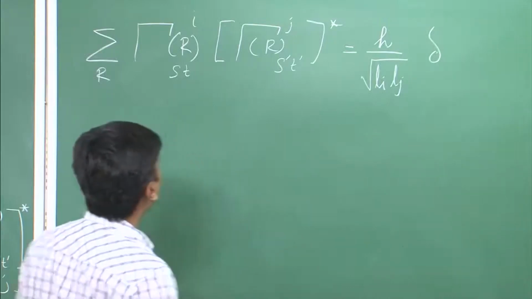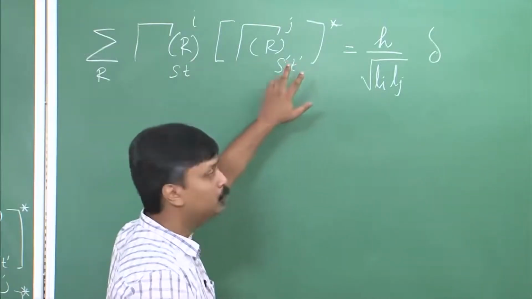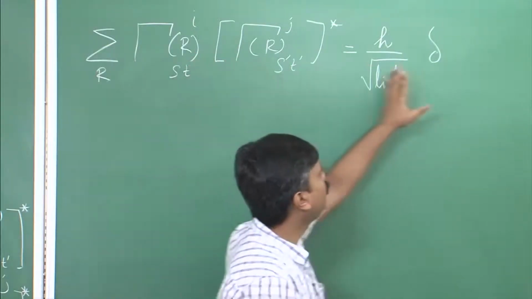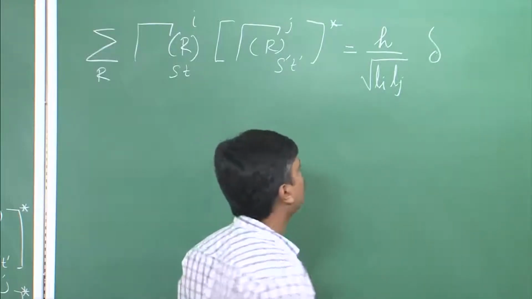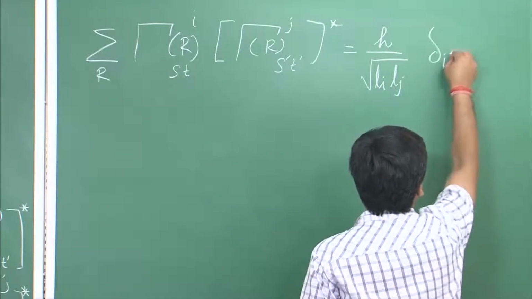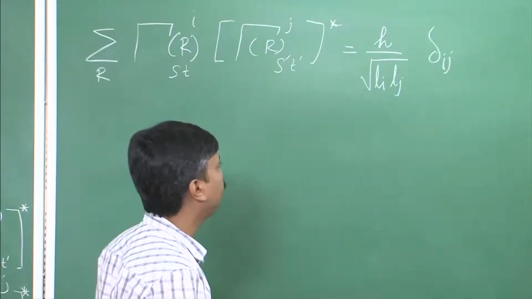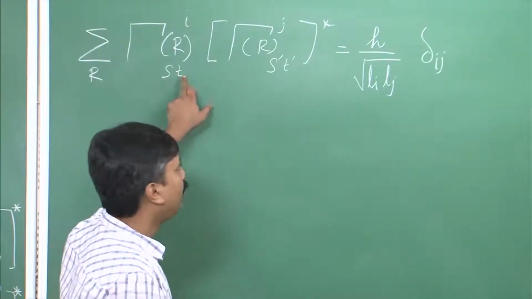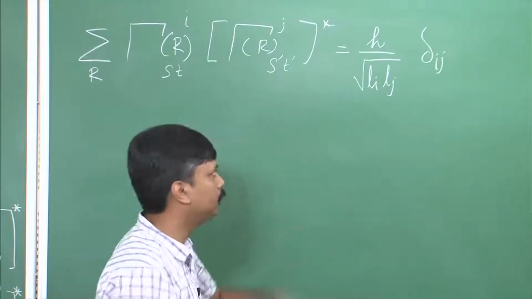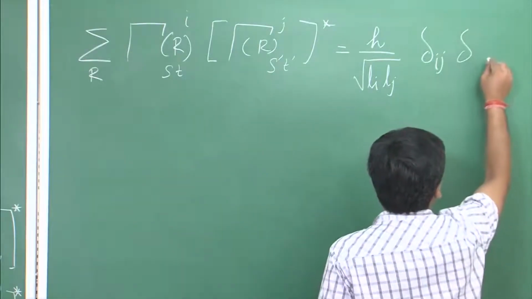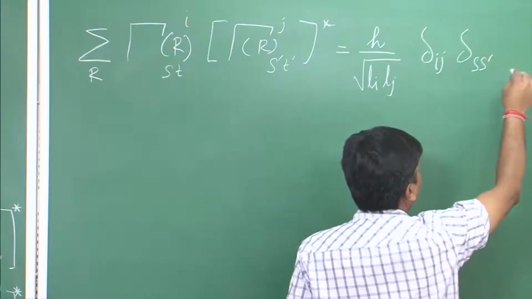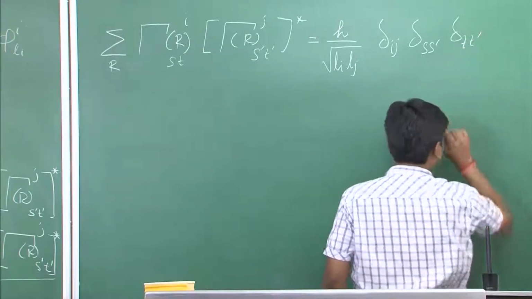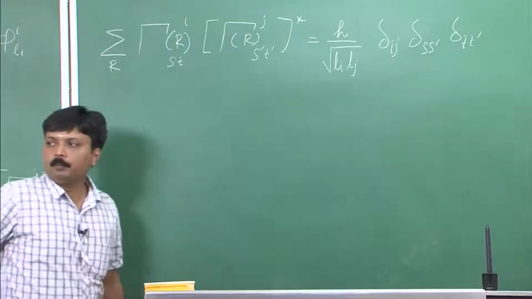Here we have two different irreducible representations. So the great orthogonality theorem will guide you on how to write the delta functions here. For two different irreducible representations, I will have delta ij, and then I have elements st for the ith and s prime t prime for the jth irreducible representation. Therefore, I will have two more delta functions. One will be delta s s prime and the other one will be delta t t prime.